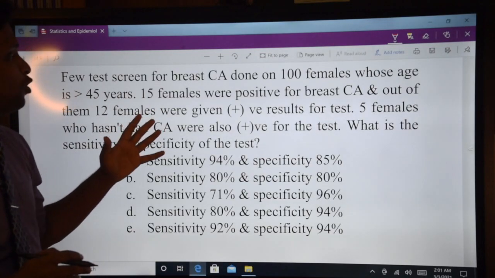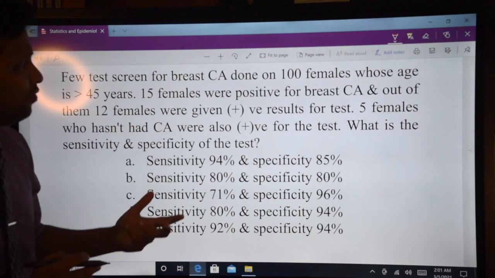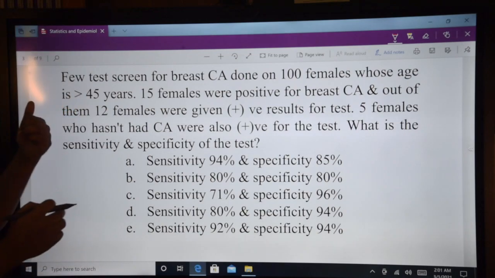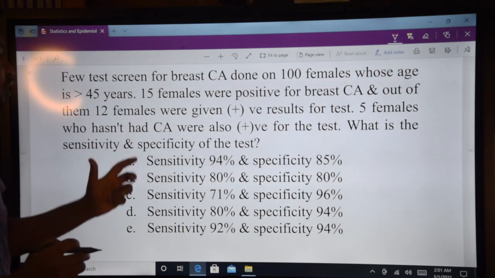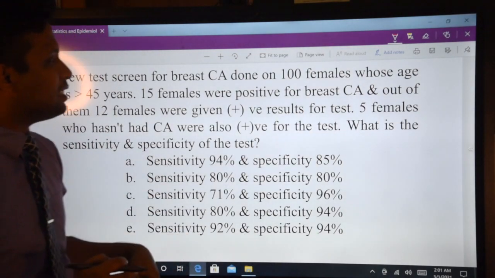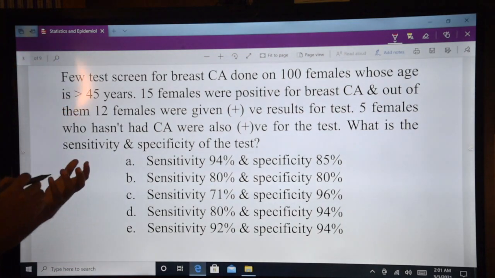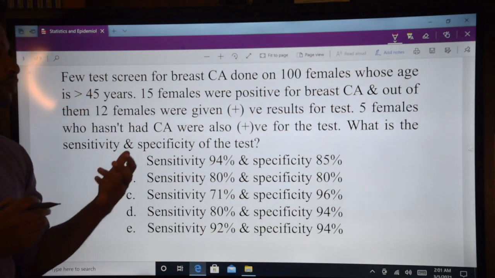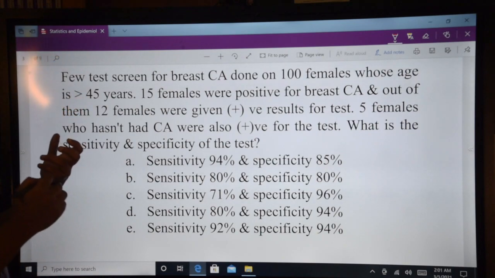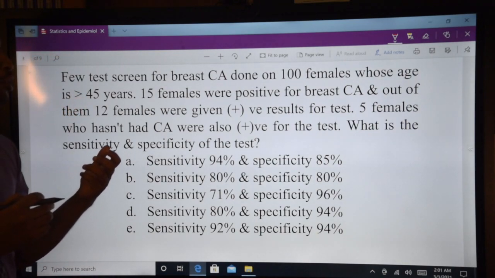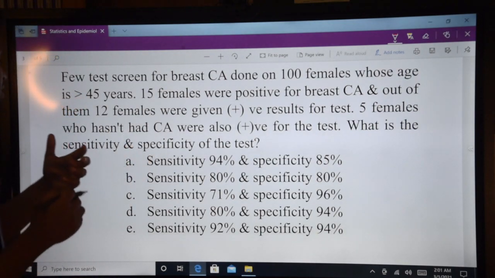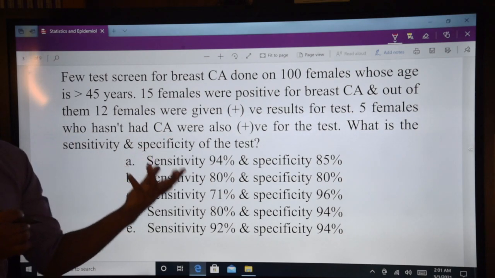A screening test for breast cancer was done on 100 females whose age is 45 years, and 15 females were positive for breast cancer, and out of them 12 females gave positive results for the test. 5 females who didn't have cancer were also positive for the test. What is the sensitivity and specificity of this test?